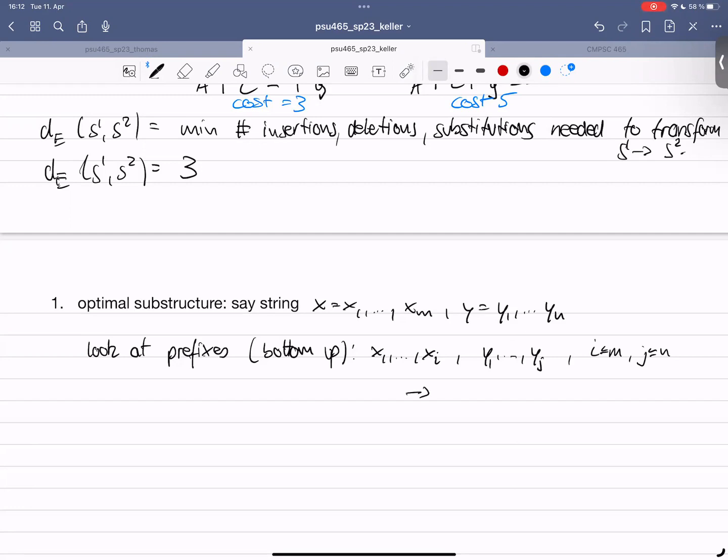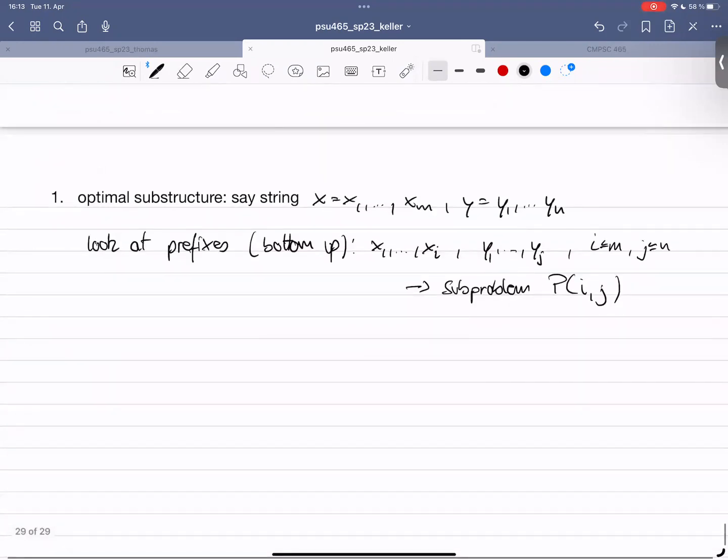And this is what we call subproblem P indexed by i and j, the length of the two prefixes. Okay, so this is our idea for a subproblem. We just look at the two prefixes of x and y.